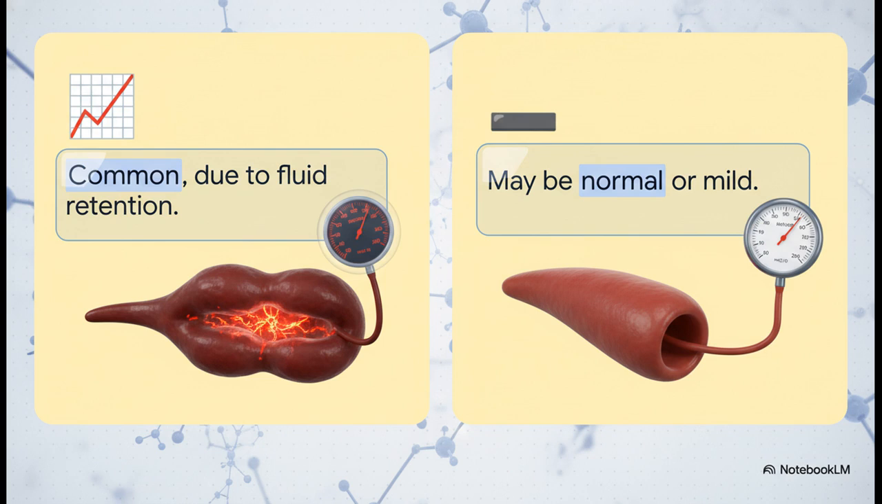Their inflamed kidneys are holding onto fluid and salt, basically driving that pressure straight up. But for the nephrotic patient, their blood pressure might be completely normal or just slightly elevated. Sure, they're incredibly swollen, but that fluid is leaking out into their tissues. It isn't necessarily building up high pressure inside the actual blood vessels.